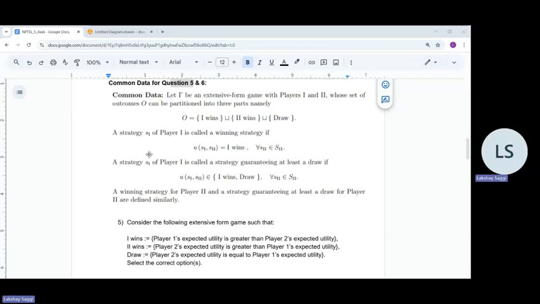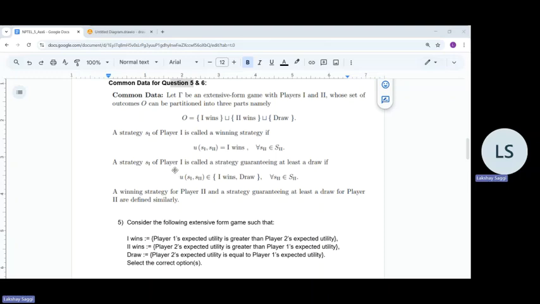A strategy S1 is called a winning strategy if, irrespective of whatever player 2 plays, whatever the strategy S2 is, so for all S2, this strategy S1 should win. This will be a winning strategy. You'll call it a winning strategy when player 1 wins irrespective of whatever player 2 plays.